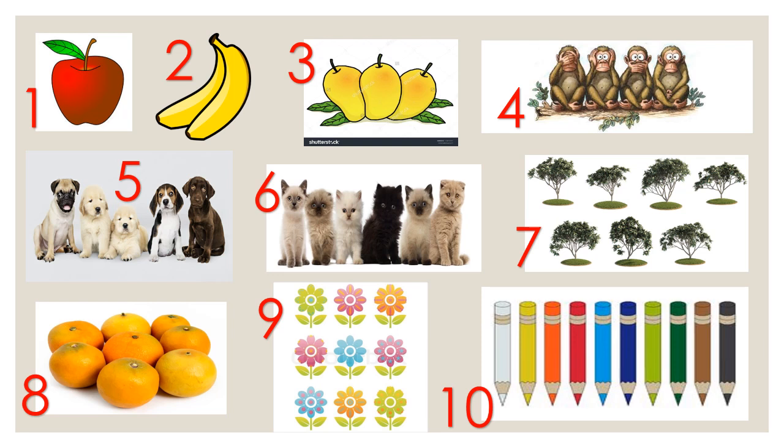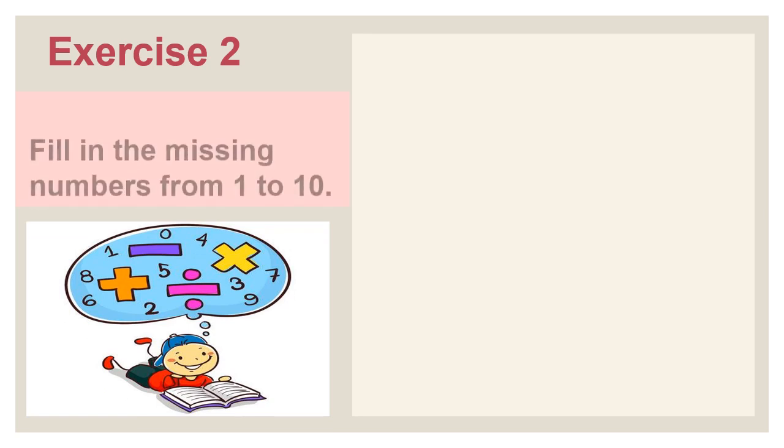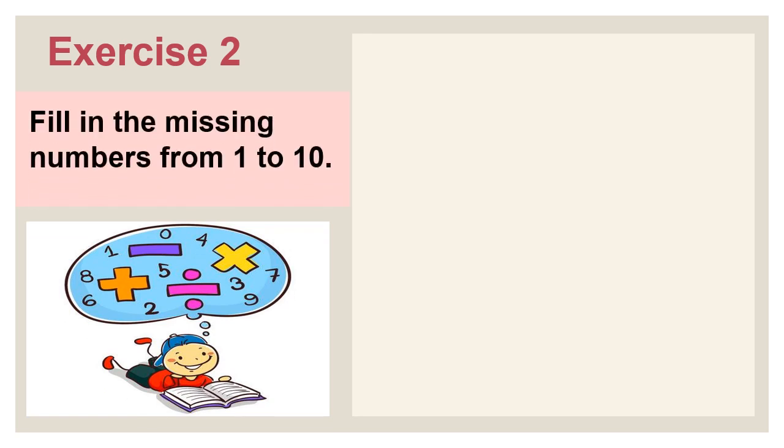Wow, so good job. Let's go to exercise number 2. This is all about filling in the missing numbers from 1 to 10. So are you ready for that? You will try to think what the missing numbers are, the ones that are not on the screen right now. Let's check all these numbers. We have 4 numbers here: 2, 6, 9, and 5. So guess what? What is the missing number here? Numbers from 1 to 10.